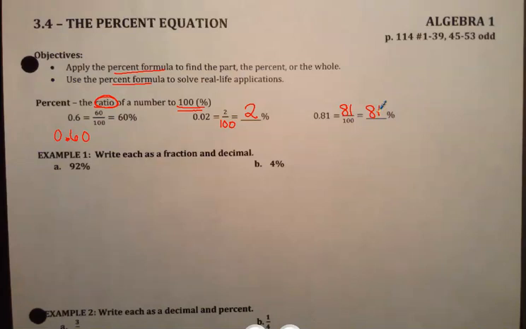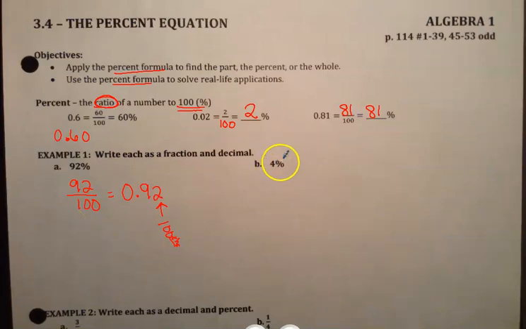Example 1, write each as a fraction and a decimal. So we're going backwards this time. If we have 92%, that's the same as what we did up here. So that's equal to 92 out of 100 if we write that ratio. And so 92 out of 100 would be equal to 0.92. Because remember, this is the hundredths place value.